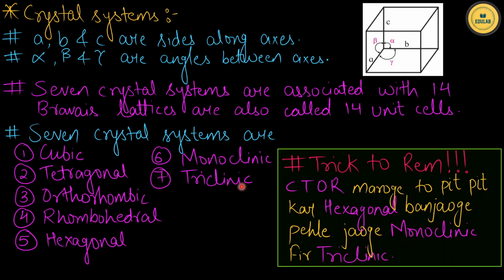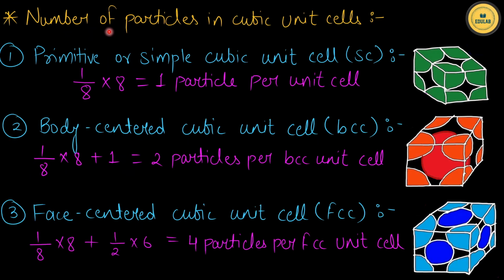C means cubic, T means tetragonal, O means orthorhombic, R means rhombohedral, and there is hexagonal, monoclinic and triclinic. It is easy to remember, you can learn easily. Okay. Next one is number of particles in cubic unit cell.